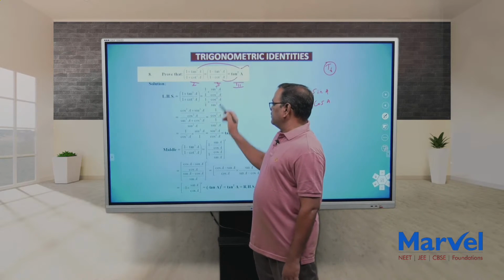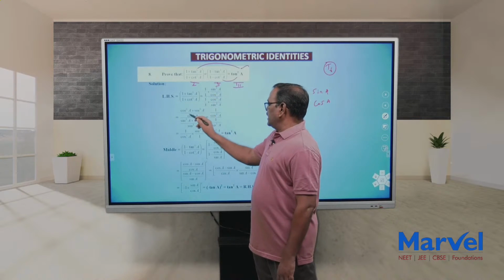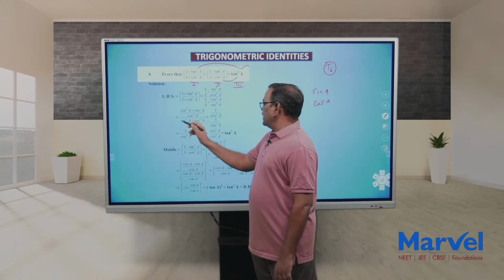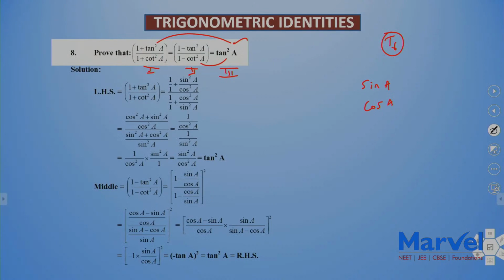If you cross multiply, (cos square a plus sin square a) by cos square a and (sin square a plus cos square a) by sin square a, both numerators get cancelled, and hence it becomes 1 by cos square a over 1 by sin square a. So what is 1 by cos square a? We can write in the reciprocal form, 1 by cos square a into sin square a by 1. So sin square a by cos square a, that is tan square a. The first to third proved.